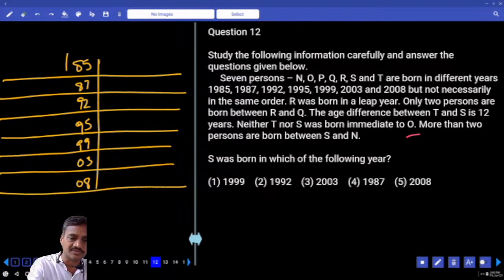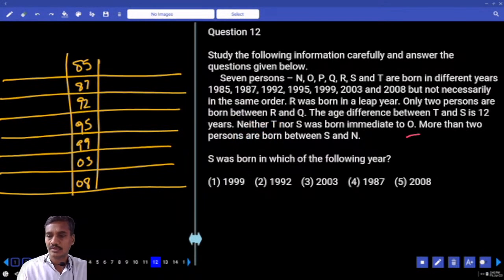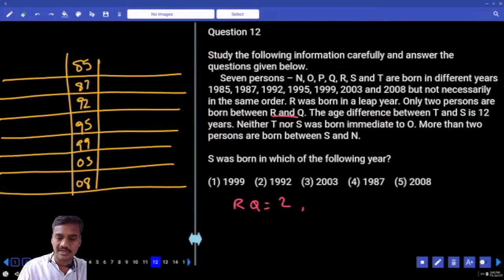Then coming to condition number 1. Now in the first one, only two persons are in between R and Q. And in between R and Q, how many persons are there? Exactly two persons in between these two. And R was born in a leap year. R can be either in the year 92 or 2008. And these are the only two leap years we have, isn't it? Now R and Q, and the age difference between T and S is 12 years.